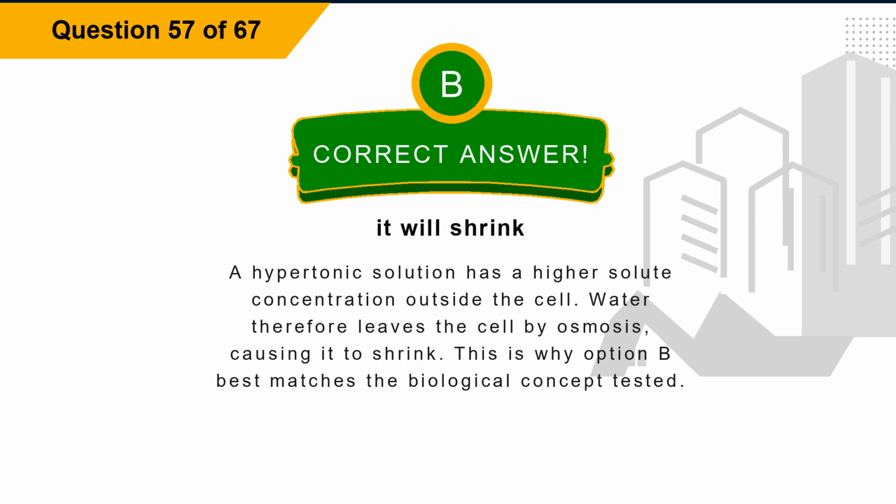Explanation: a hypertonic solution has a higher solute concentration outside the cell. Water therefore leaves the cell by osmosis, causing it to shrink.